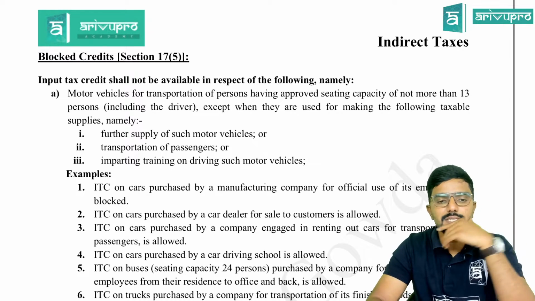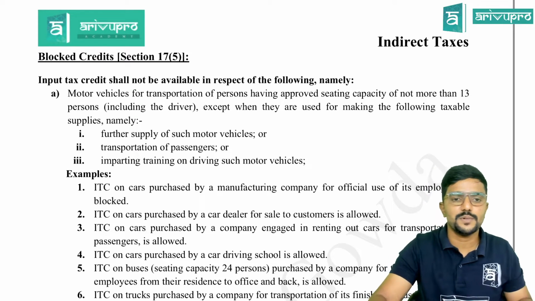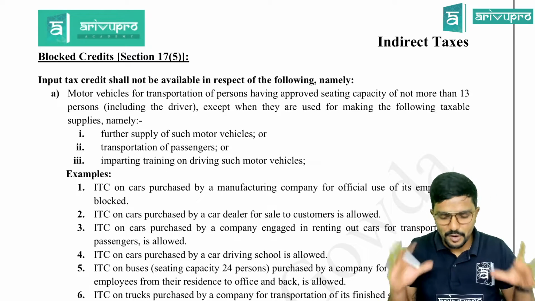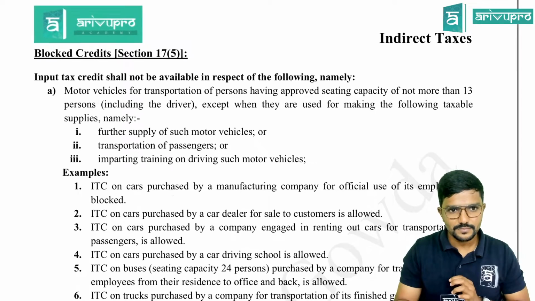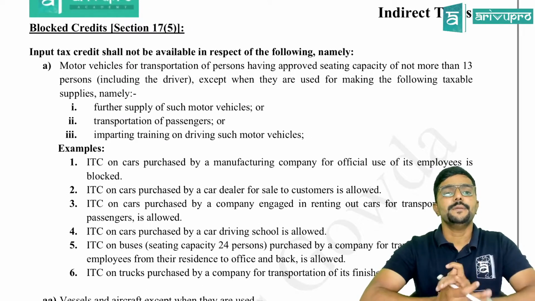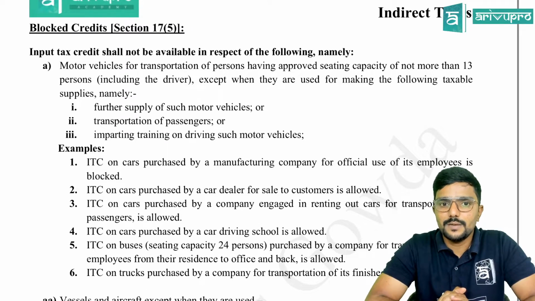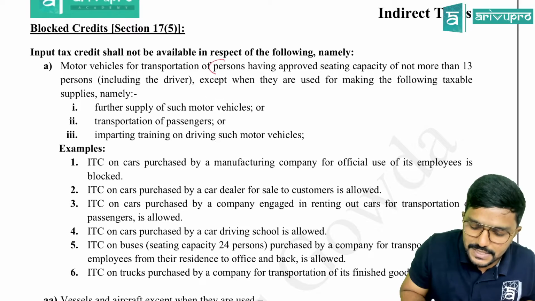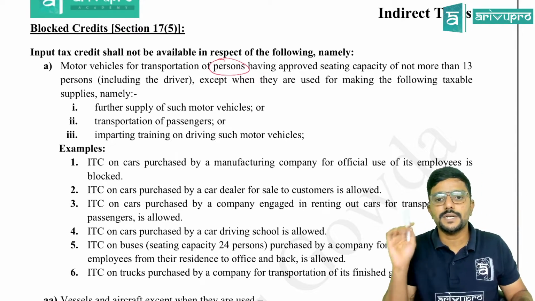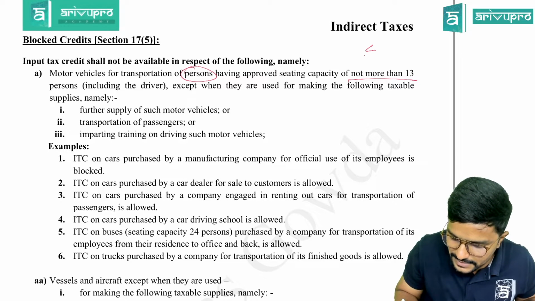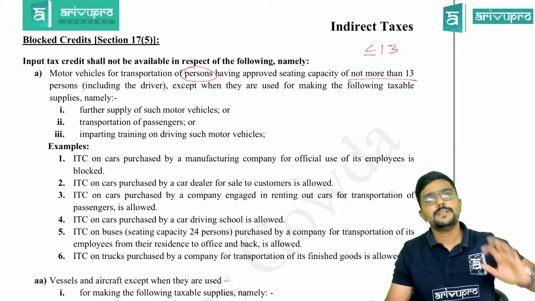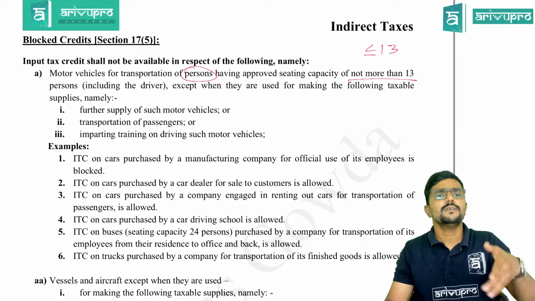So this is a bit challenging, guys. So I have given a number of examples then and there only so that you will have proper clarity. So come on, be attentive. Look here. Input tax credit shall not be available in respect of the following, namely motor vehicles for transportation of persons having approved seating capacity not more than 13. Not more than 13 means less than or equal to 13. If it is more than 13, available.